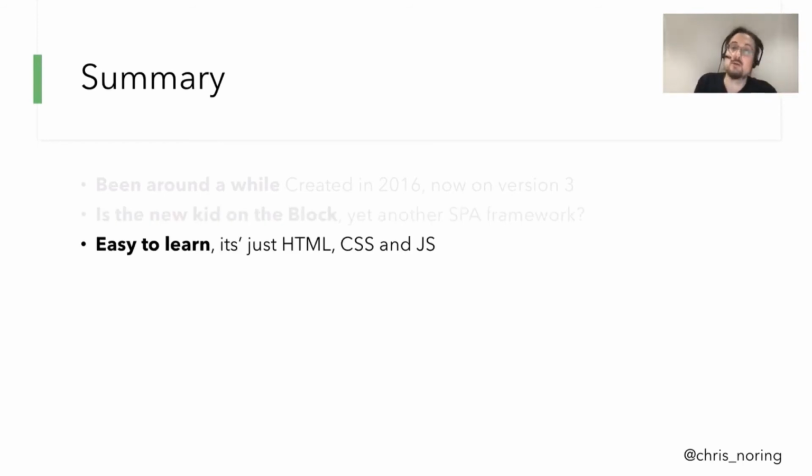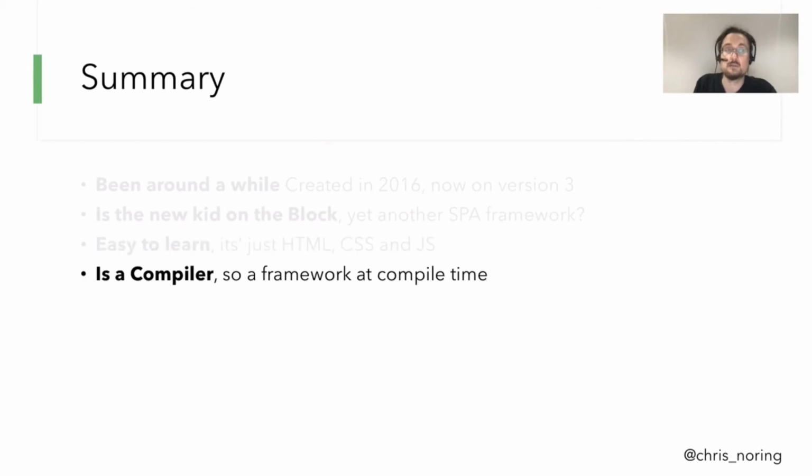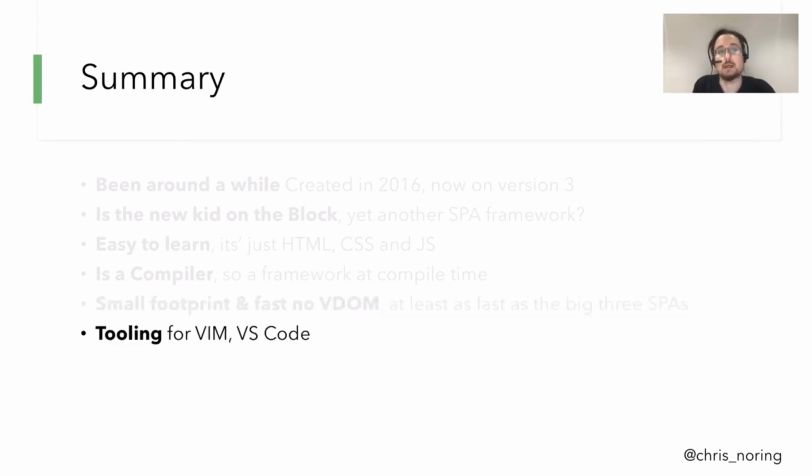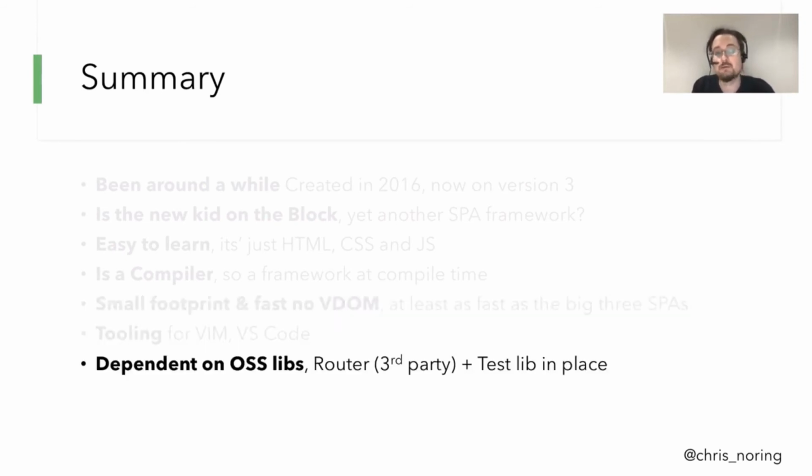Most of what you saw today was HTML, CSS, and JavaScript. It's a compiler, so you don't see any framework after compile time. It has a small footprint, no VDOM. It has tooling for Vim and VS Code, and it's dependent on some OSS libs. Not everything is included. You will need to add a router. You will need to add a test lib.